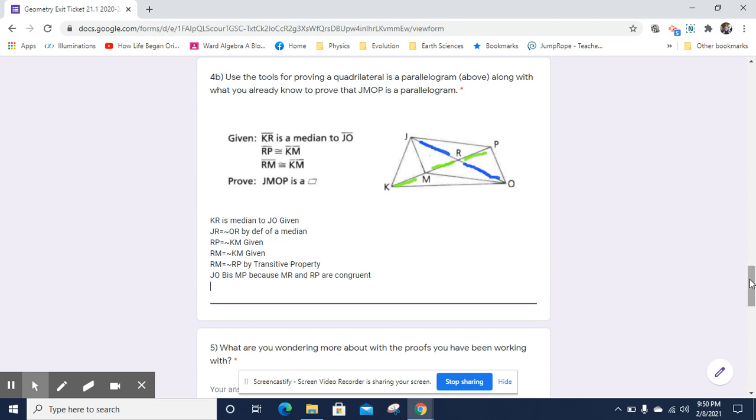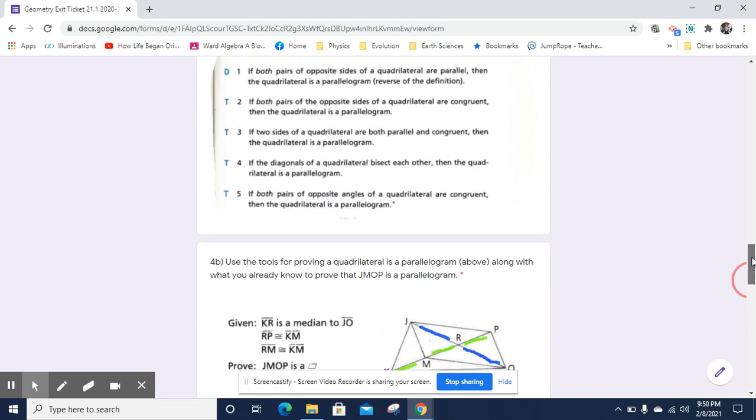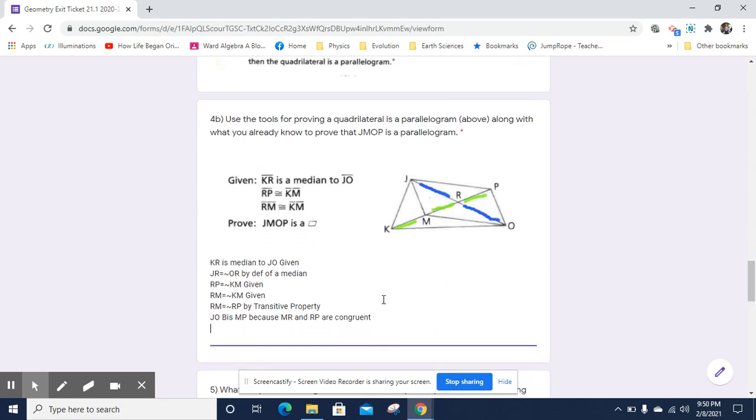And now that we know that, let's see if we have enough information. If the diagonals of the quadrilateral bisect each other, and that is definitely happening, JO is bisecting MP, and MP, as part of KR, is also bisecting JO. So the diagonals do bisect each other, so we can now say JMOP is a parallelogram because the diagonals bisect each other. And that is all you need.